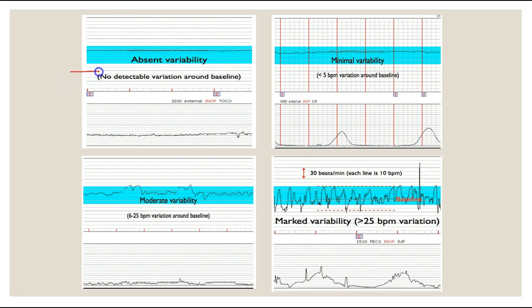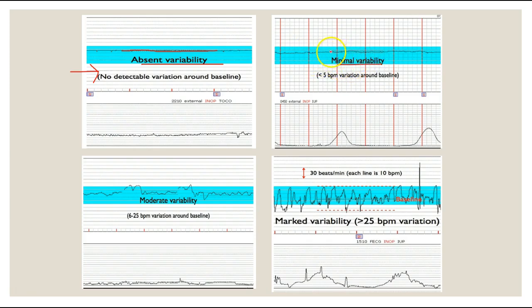This would be considered absent variability. You cannot detect any variation around the baseline. You see a little teeny dip there, a little teeny tiny one there, a little teeny tiny one there, but for the most part, this fetal heart rate is a straight line. That means there's no variability. That's a bad sign.